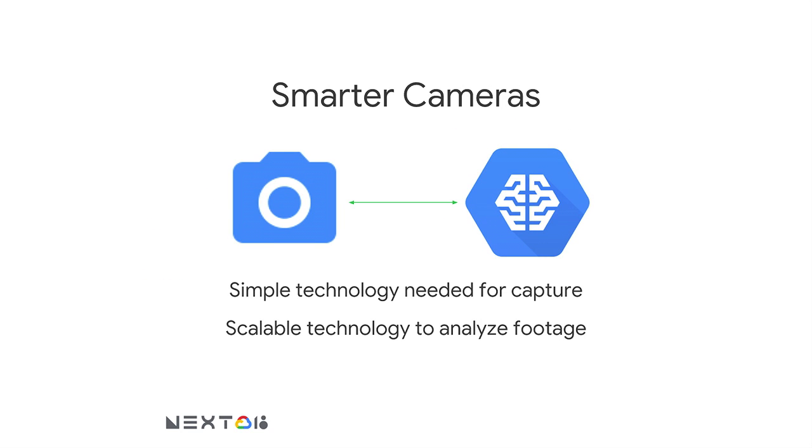So one of the things we can do is we can make smarter cameras. That's a great way to do this. Now we have a camera on the front end, and we have a pretty powerful brain behind it, and that's how we can solve this problem. And really what you get down to is a pretty simple technology on the front end for kind of capturing the data that we need to gather, but we still need a scalable technology behind it to analyze that footage.